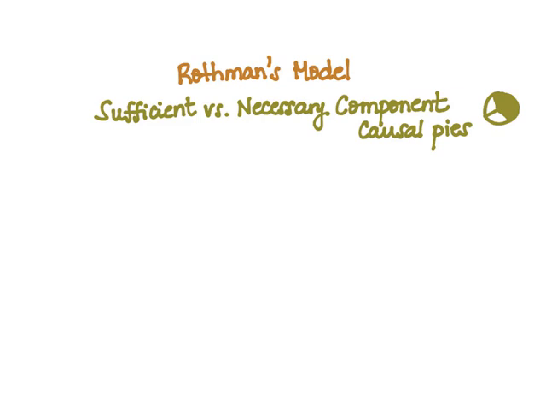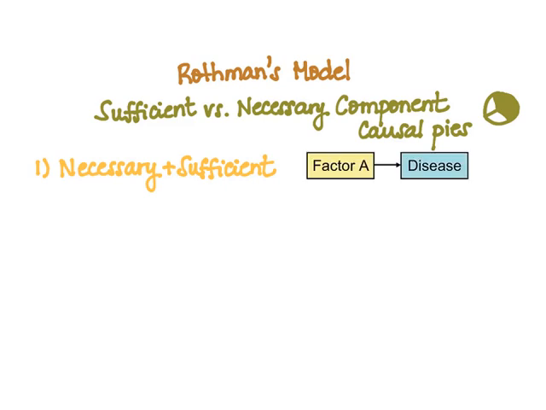And so with that said, there are 4 types of causal relationships here that we'll go through and define, with number 1 being both necessary and sufficient. Meaning without the factor, the disease never develops, and with the factor, the disease always develops. This situation rarely occurs, and I'll pull up a visual so that we can better understand what goes on here. Here, without the factor, the disease never develops, whereas with the factor present, the disease always develops. Again, this is a very rare occurrence.